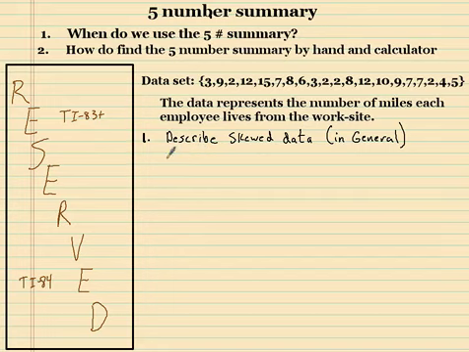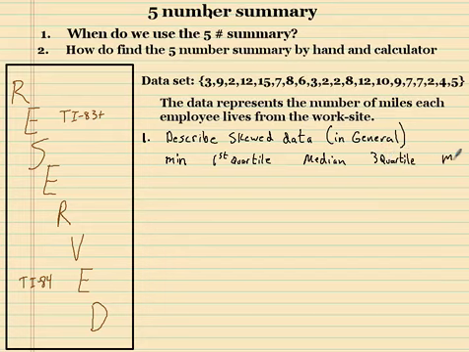The 5-number summary consists of a minimum, the first quartile, the median, the third quartile, and the maximum. Okay, and basically what this does is it splits the data into 4 equal quarters.